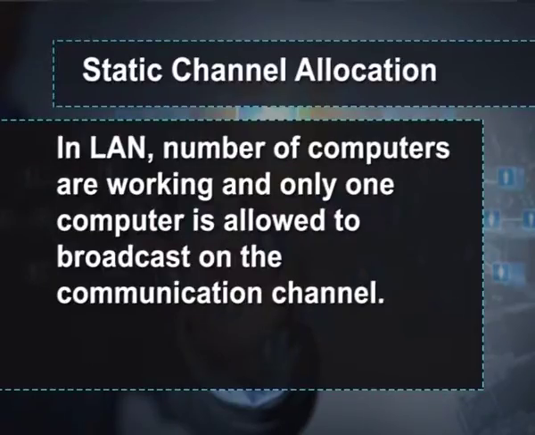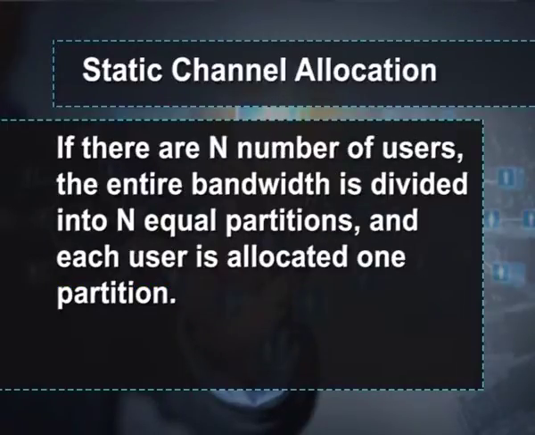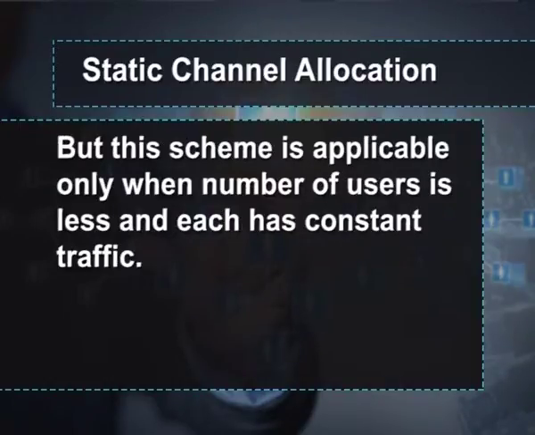In LAN, number of computers are working and only one computer is allowed to broadcast on the communication channel. The first method of allocating a single communication channel among multiple contending users is by using frequency division multiplexing, that is FDM. If there are n number of users, the entire bandwidth is divided into n equal partitions and each user is allocated one partition. Since each user has been allocated a fixed frequency band, interference between them is avoided. But this scheme is applicable only when number of users are less and each has constant traffic.